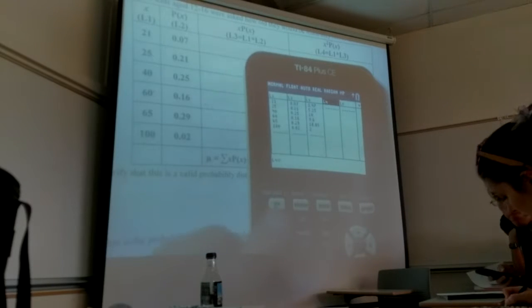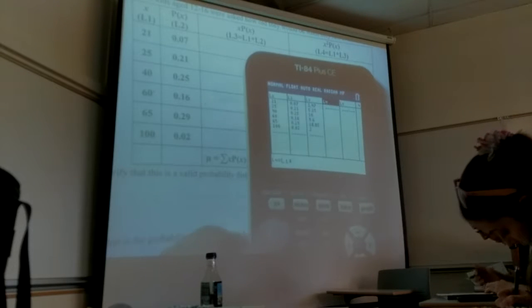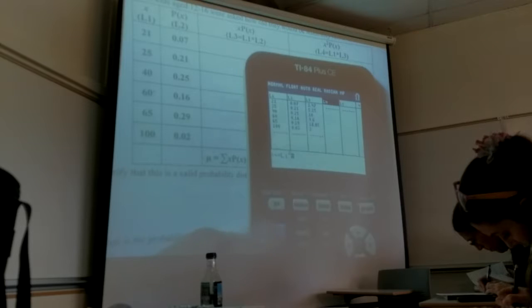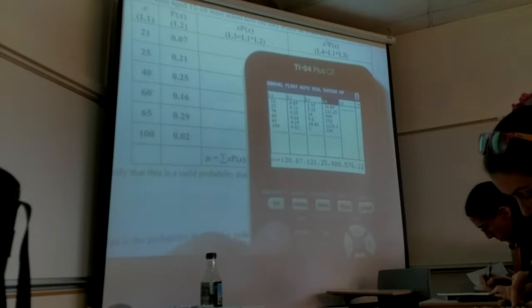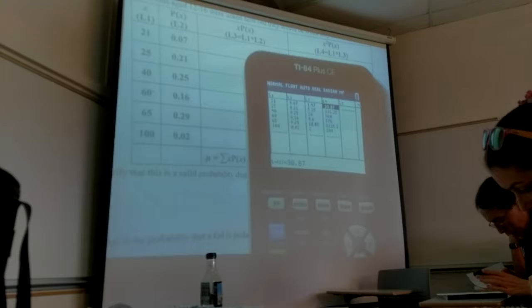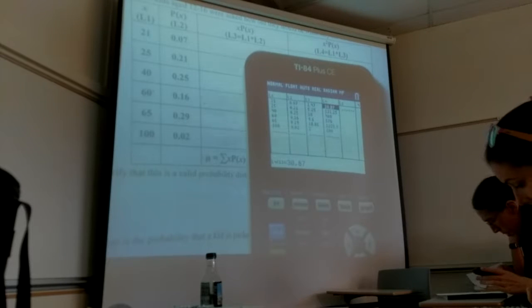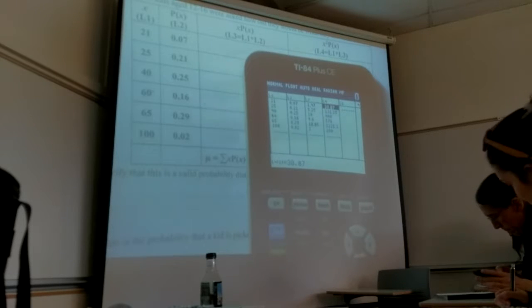So if you do L1 squared times L2, you get those numbers. If you do L1 times L3, you get the same numbers. It's crazy, right? Because mathematically they're the same thing. Now, let me show you something. Let me see if you guys get this.